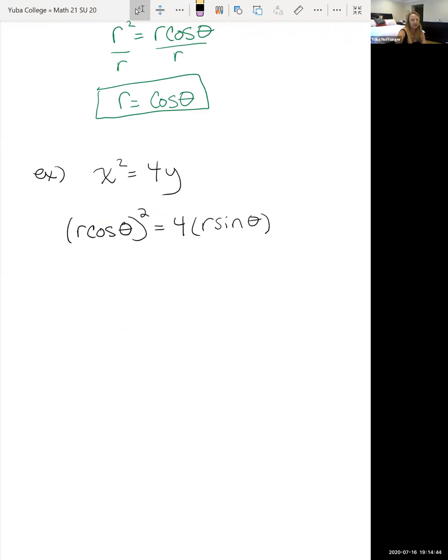So basically, you are going to use that x is in terms of r cosine theta, y is in terms of r sine theta. Recognizing that x squared plus y squared is r squared is helpful. So going in this direction, I just wrote my piece. I'm going to square this. This is the same thing as r squared cosine squared theta equals 4r sine theta.